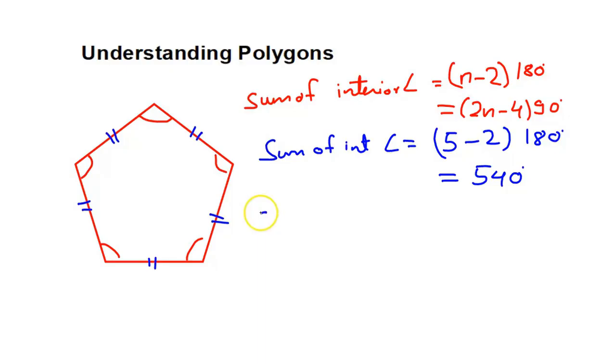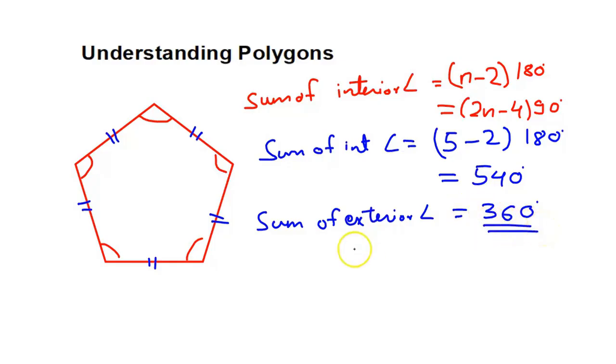But if they ask us the sum of exterior angles, the sum of exterior angles of a polygon is always 360 degrees. It doesn't matter how many sides it has. The sum of exterior angles of a triangle is also going to be 360. For a quadrilateral, it's also going to be 360 degrees. For a hexagon, for a pentagon, for all of them, it's going to be just 360 degrees. So the sum of interior angles is (2n minus 4) times 90 or (n minus 2) times 180. And the sum of exterior angles is 360 degrees.